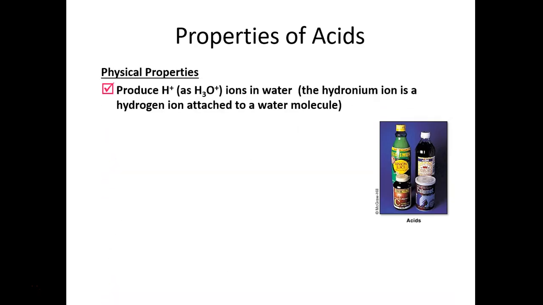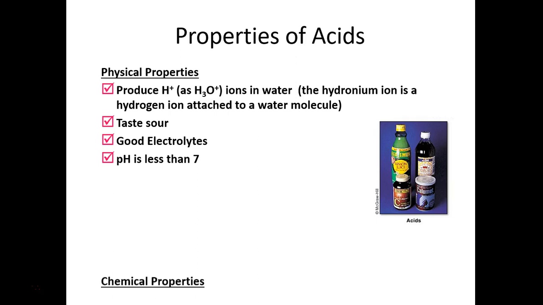Physical properties. They produce hydrogen ions in water. Really, they produce hydronium ions. So a hydronium ion is just a hydrogen ion attached to a water molecule. We'll talk about that a little bit more later. They taste sour, they're good electrolytes, and the pH is less than 7.